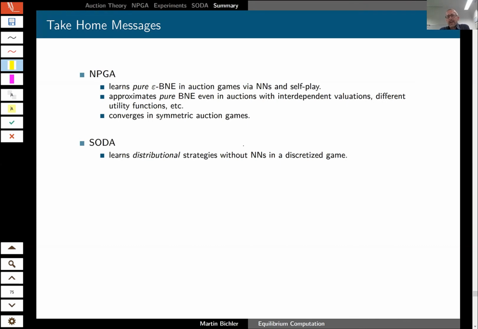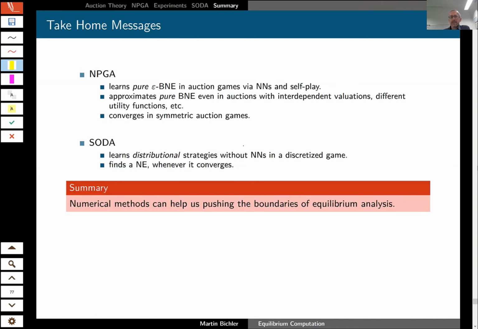Pseudo is an alternative. Here we learn distributional strategies. We don't need the neural networks and the evolutionary strategies, and we learn this in a discretized game. We find a Nash equilibrium whenever we converge, which is also nice because checking whether we converge can be done very fast, as you have seen. So what is the essence of all this? I think there is some potential really for numerical methods. When I talk to my peers here in the computer science department, many colleagues work on numerical methods for engineers, right?